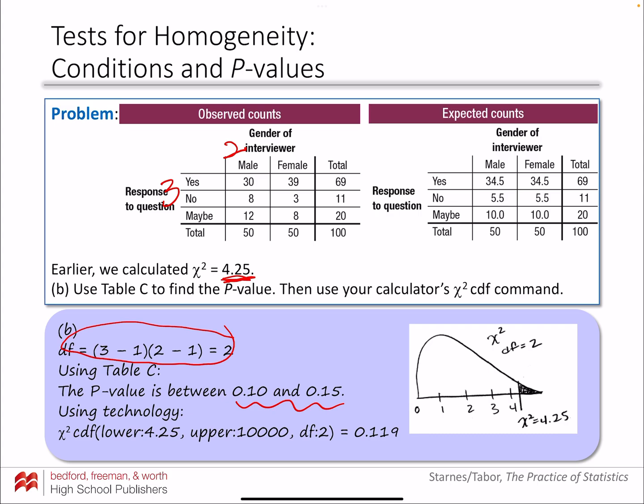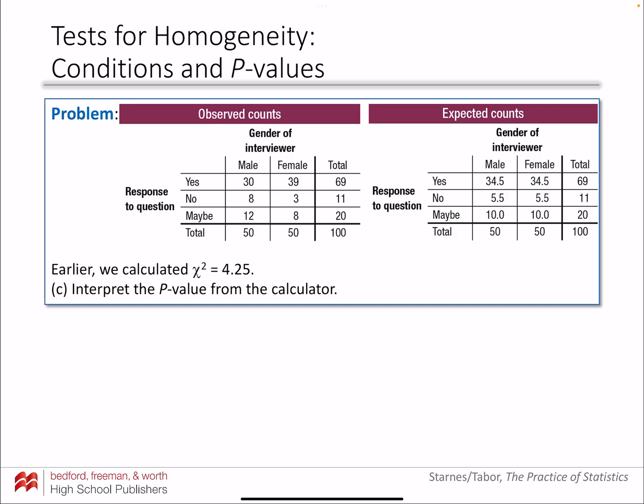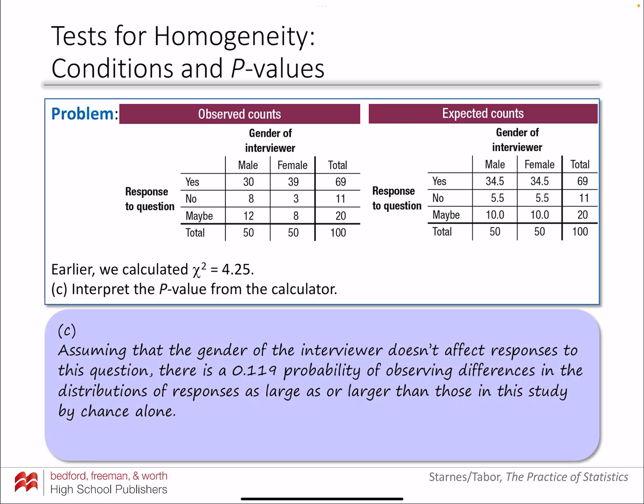Quick reminder, notice your chi-squared distribution is always right skewed, and it always starts at 0. Can't ever go below 0, right? Okay, so we want to interpret the p-value. Remember, with the p-value, you're always assuming that the null hypothesis is true. So in this case, if we assume that the gender of the interviewer doesn't affect the responses, there's a 0.119 probability of observing differences in the distributions as large as or larger than what happened here just by chance alone.